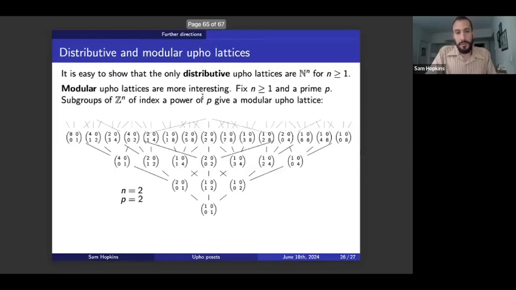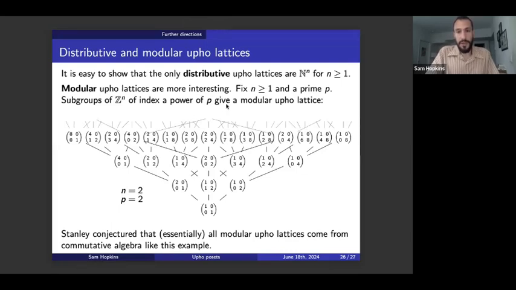And the last thing I want to mention is that you might want to restrict to certain classes of lattices. So for example, distributive and modular lattices are important subfamilies of lattices. So it's not hard to show that the only distributive Upho lattices are n to the n. But the modular Upho lattices are much more interesting. So here's an example. If we fix a prime p and any positive integer n greater than or equal to 1, then the subgroups of Z^n of index a power of p gives a modular lattice by reverse inclusion. So this was observed by Stanley, and he conjectured more generally that every modular Upho lattice comes from, well, you could call it commutative algebra, or you could also say this is basically an affine building. So basically affine buildings should be all the modular Upho lattices. And that's an interesting open conjecture.